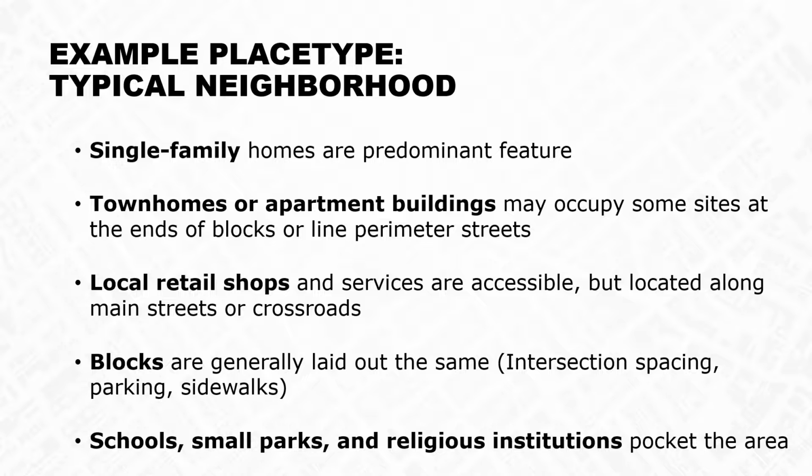Blocks within a typical neighborhood are generally laid out in a similar pattern with intersection spacing and parking. Are there going to be sidewalks or no sidewalks? These are things that typically are consistent within each neighborhood, although they may differ from neighborhood to neighborhood. And then finally, other types of uses that you would see in a neighborhood include schools, small parks, religious institutions, and other sorts of uses that you would see sprinkled into what would be called a typical neighborhood.